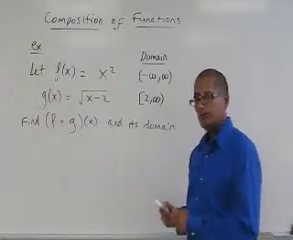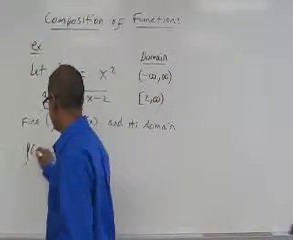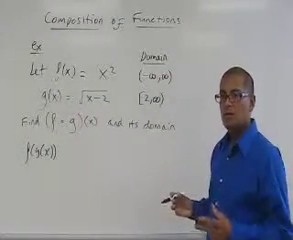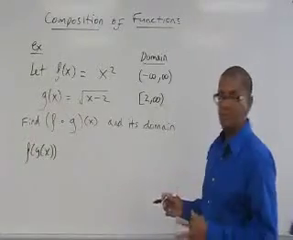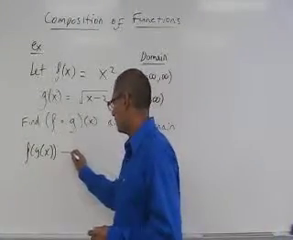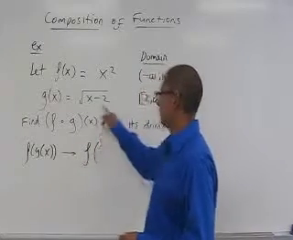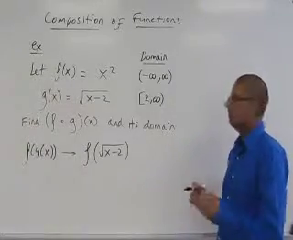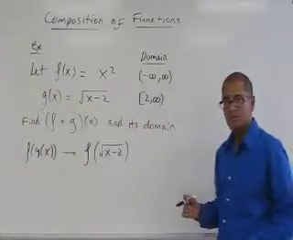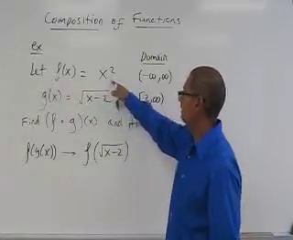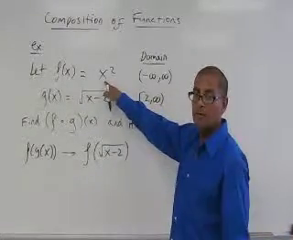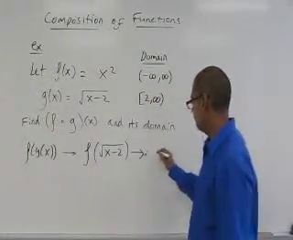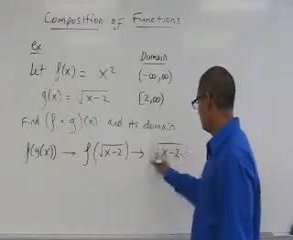So f∘g of x means f of g of x, and f of g of x means I plug g in for x in my original f. In other words, if we take it stepwise, this means f of, what's g of x? Root x minus 2. So I'm plugging in the root of x minus 2 for x into my function. And my function f says square whatever your input is. So I have to square this. So f of root x minus 2 gives me the root of x minus 2, all squared.